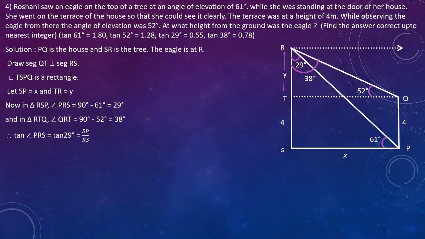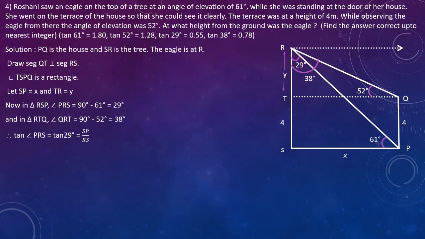Now let us proceed further. First of all, we are going to find out the segments. In this segment RS, there are two segments. We are going to find out the value of RT. We already know ST. So when we add RT plus ST, we will get the entire value, that is RS.